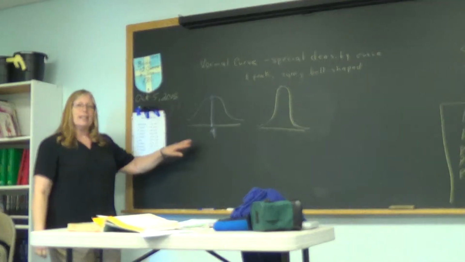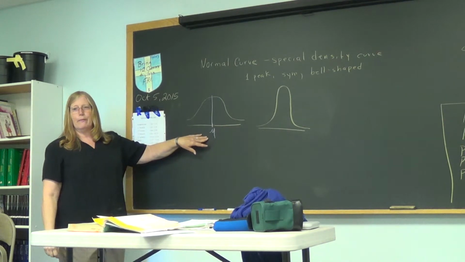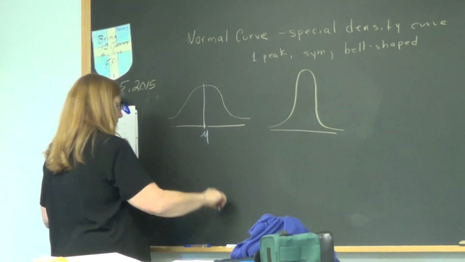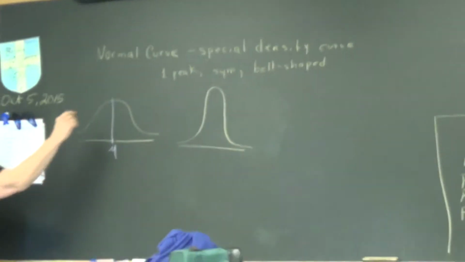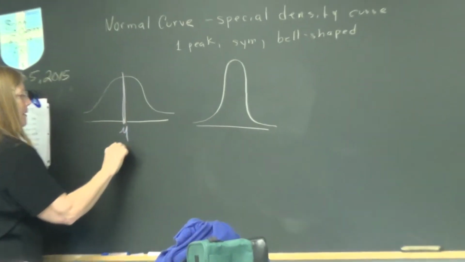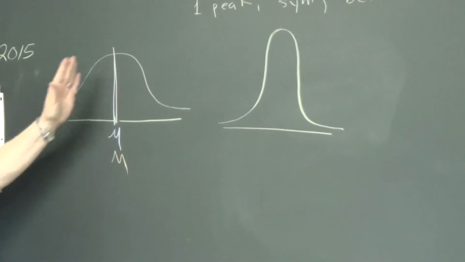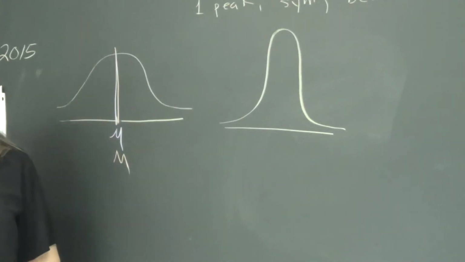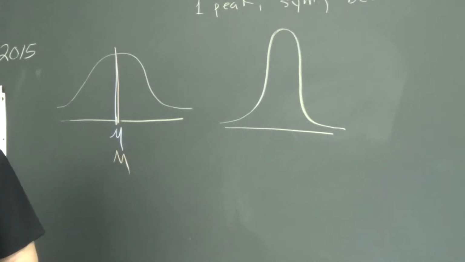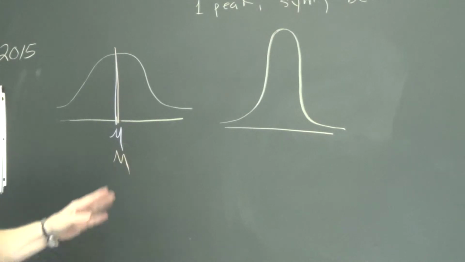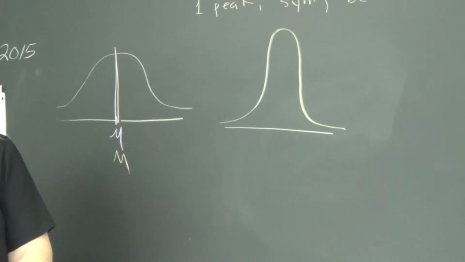Remember, we decided to use the mu symbol for mean. And this is also the median, which we call capital M. So they're identical and they're right there. It's also the mode. So the mean, the median, and the mode. We're not interested in the mode so much, but they are all at the same spot.